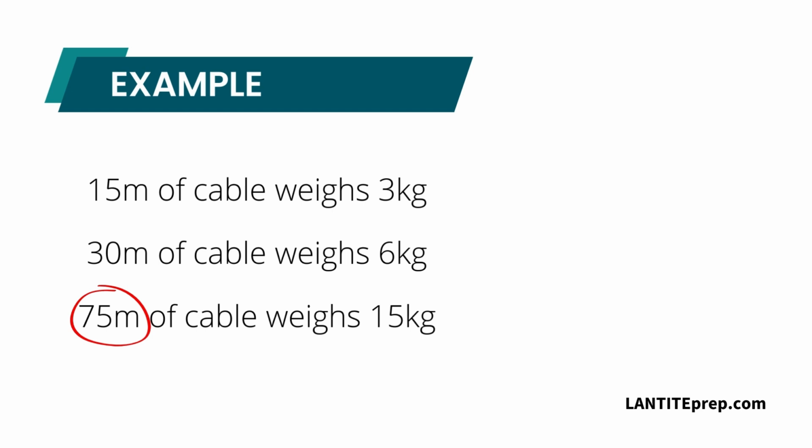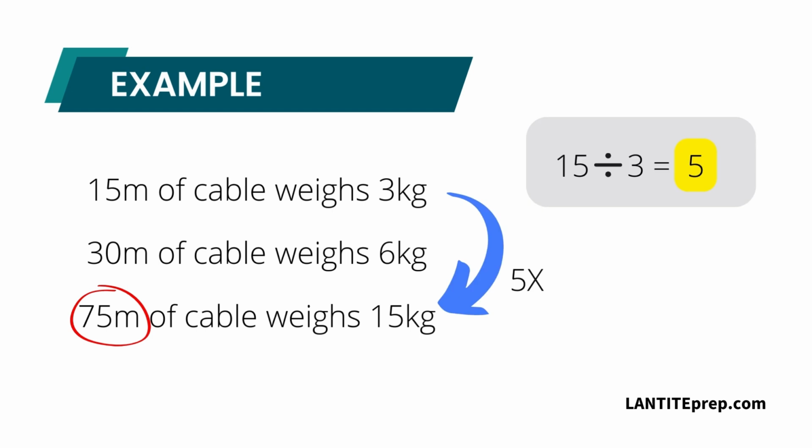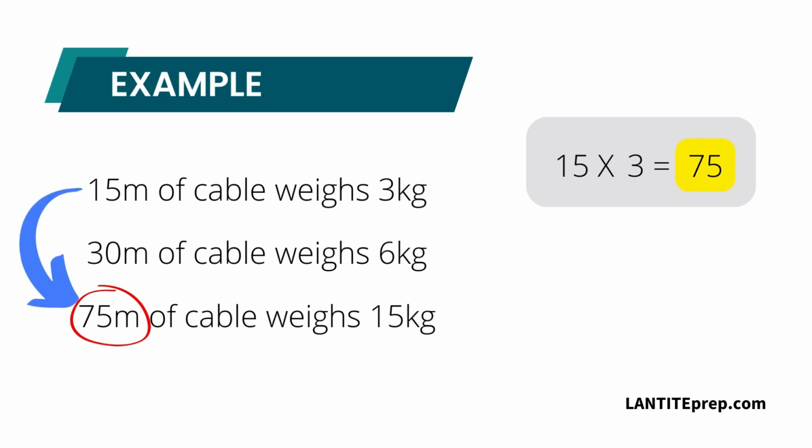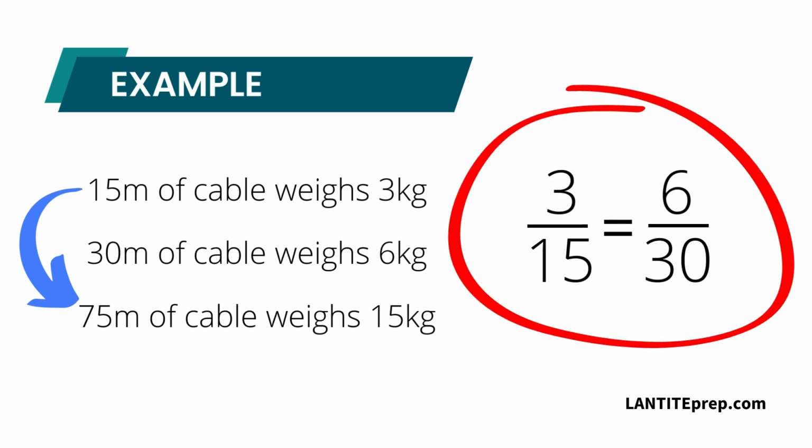Can you explain in your own words why that's the correct answer? It's because this cable is 5 times the weight of the original cable. Therefore, we can multiply the original length of 15 by 5 to give us the total of 75 meters. With all of this being said, the key takeaway is that 3 out of 15 equals 6 out of 30. You're doing a fantastic job.